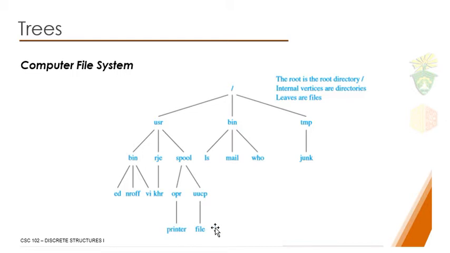Okay. A file has no children, no? But if it has children, it is possibly a subfolder. The actual files themselves are the leaves. So, that's one example of an application of a tree.